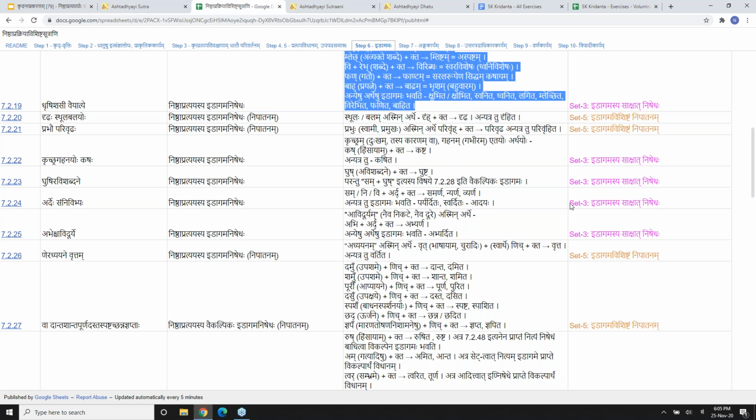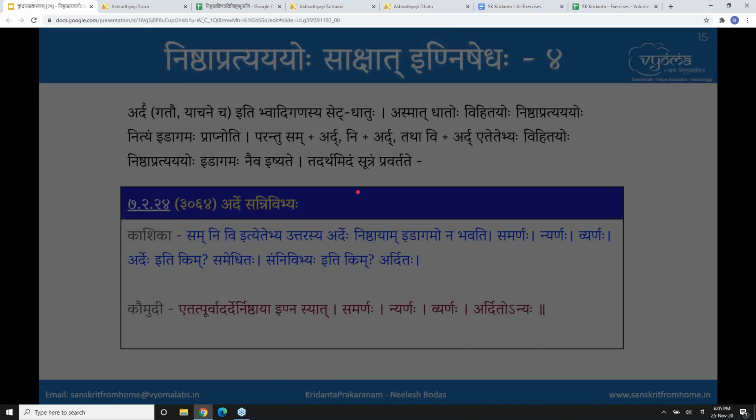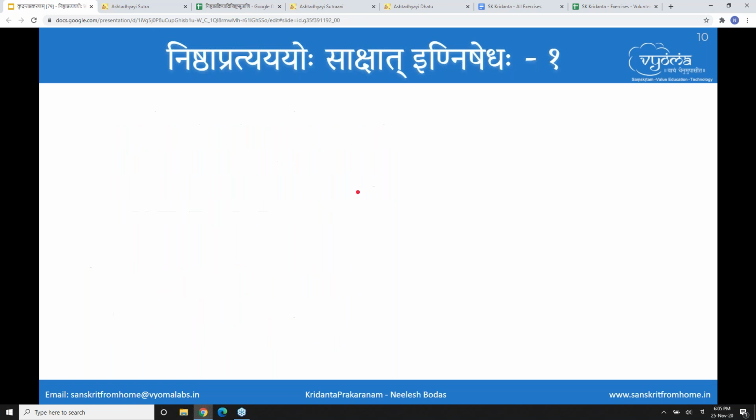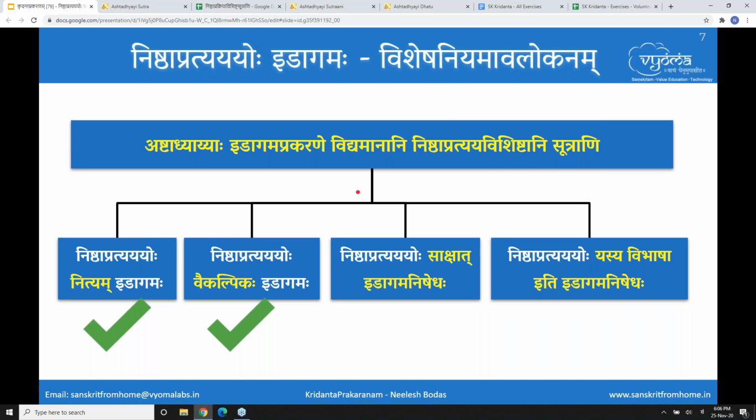So that's it, set number 3. We will also take set number 4 today. Let's actually go back a few slides. Here, set number 3 was nishtha pratyayoho sakshat idagama nishedha. Next, we still have half an hour. We won't need that much, but nishtha pratyayoho yasya vibhasha iti idagama nishedha.